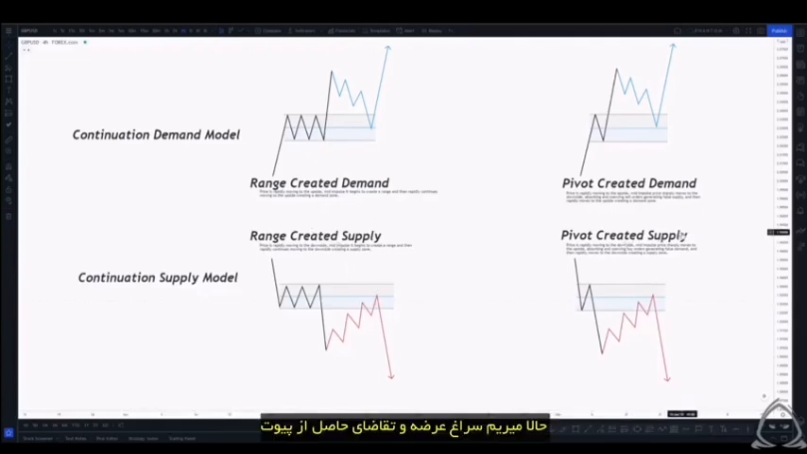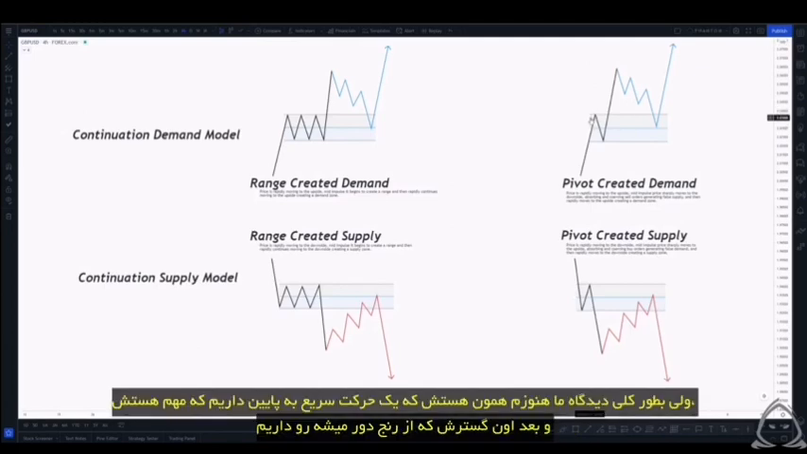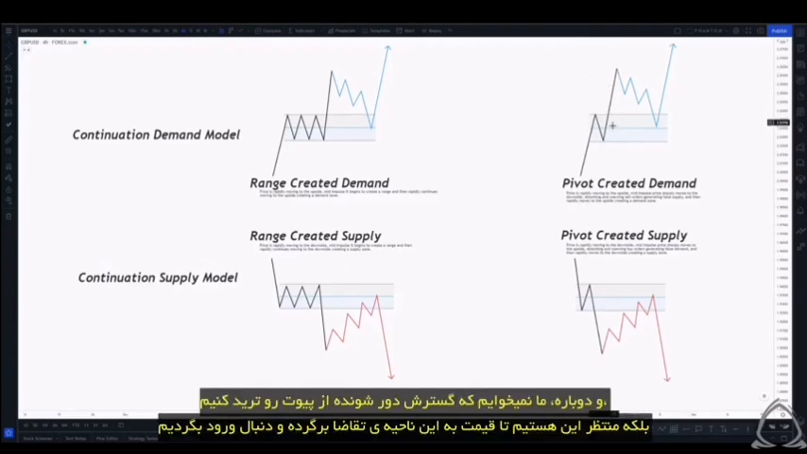Now we move on to pivot created demand and pivot created supply. Again, based on the first video, we have our pivot, which is a sharp move to the upside. And this can take shape of a few corrections within it as well, but generally speaking, the concepts remain the same, where we have that sharp move to the downside, which is important, and then we get that rapid expansion away. Again, we're not looking to trade the initial expansion away from that pivot, but instead we're waiting for price to come back down into this demand zone and look for entries.